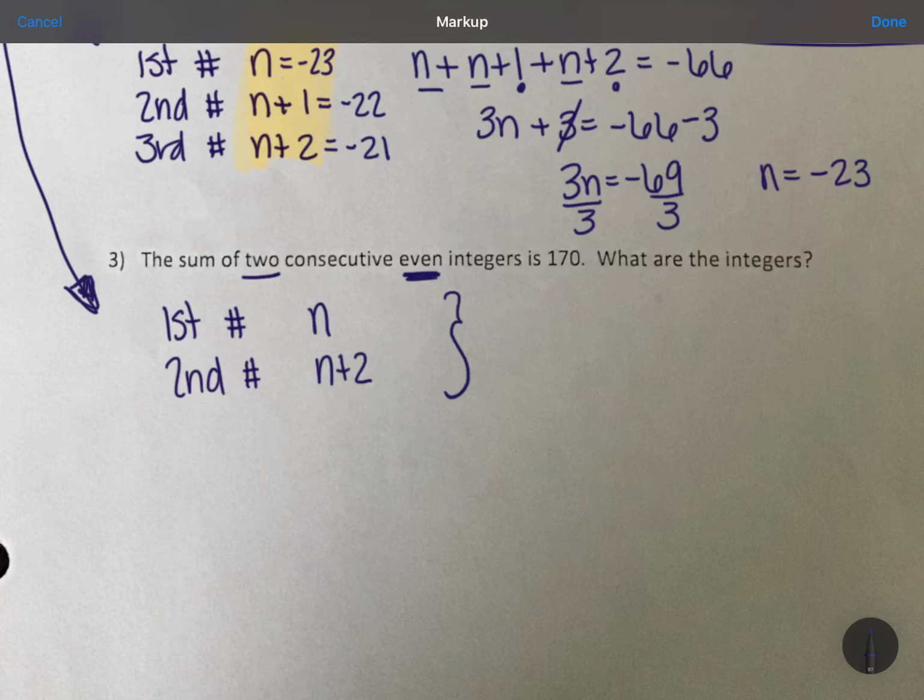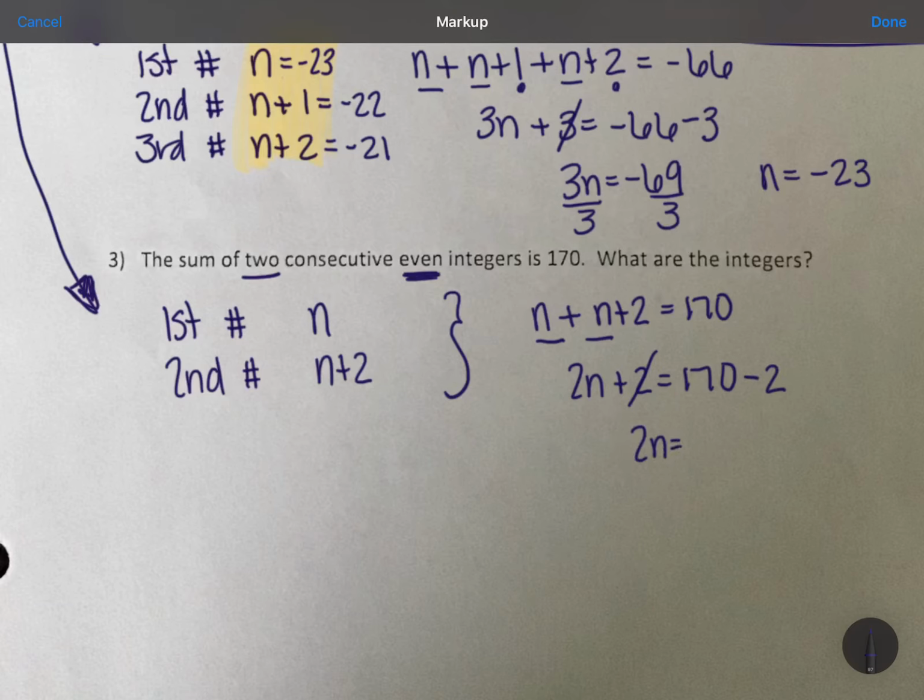All right, so now I'm ready for my equation. It says the sum, so we're going to add the first number plus the second number, and that equals 170. So now you just solve the equation. N plus n, 2n. Keep your plus 2 equals 170. Move the constant. 2n equals 168. Divide by 2. N equals 84.